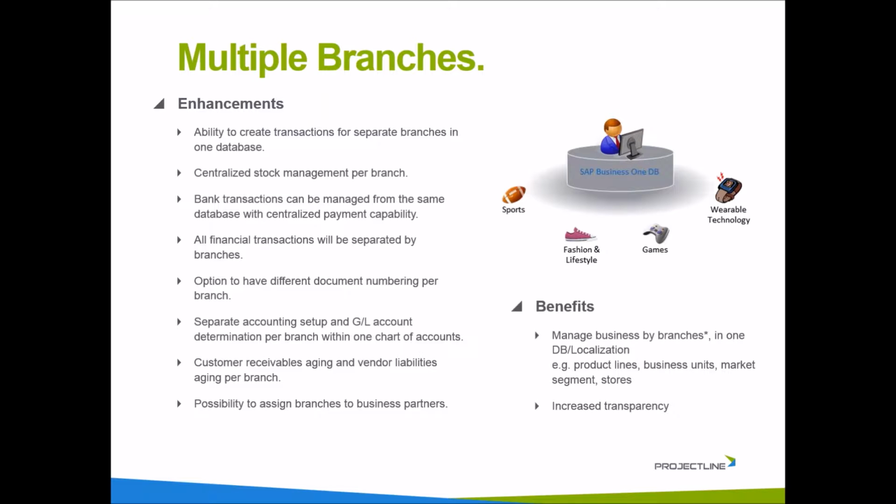And you do have the ability to separate accounting setup, so GL accounts per branch. And I'll show you where the branch selector is on the GL accounts now. Customer receivables aging and vendor liabilities can be done by branch, and you have the possibility to assign branches to certain business partners. So in the case of the last feature, if you had a certain vendor that was only required for a certain branch, that vendor can be specified against one branch. It'll make a little more sense once we take a look at the system itself.